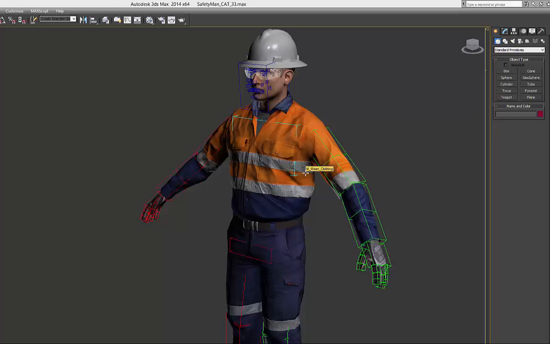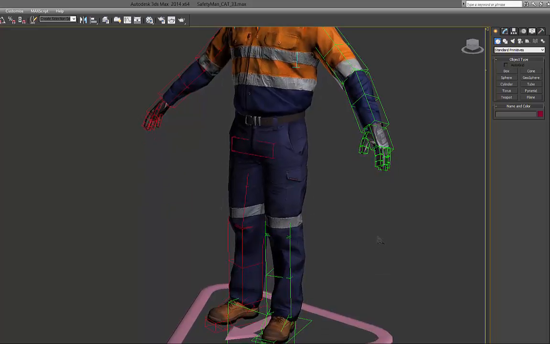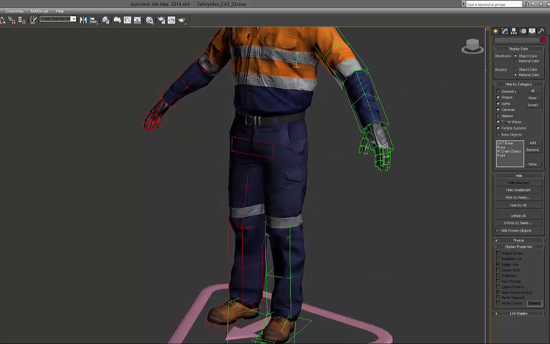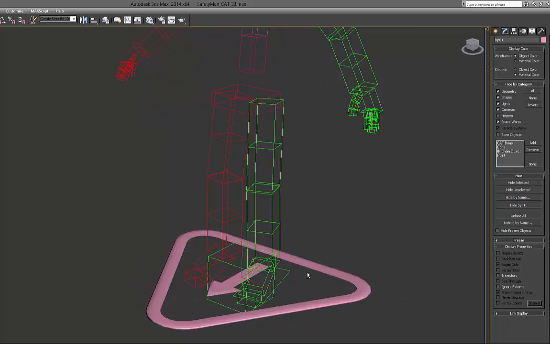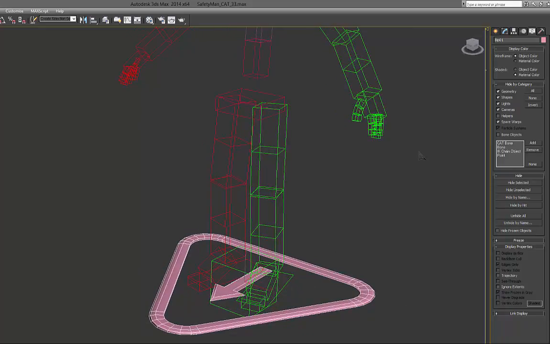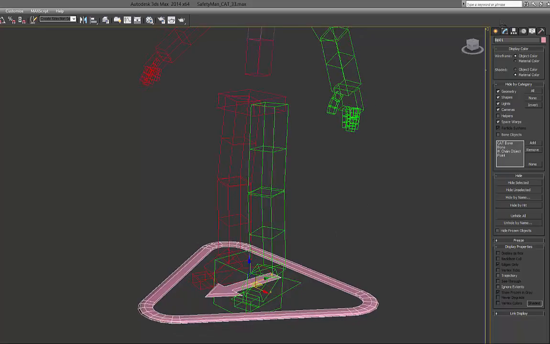Okay, so this is just a quick tute on how CatRig does its naming, or its automated naming system. I'll just quickly step through this. This is the base of the rig.